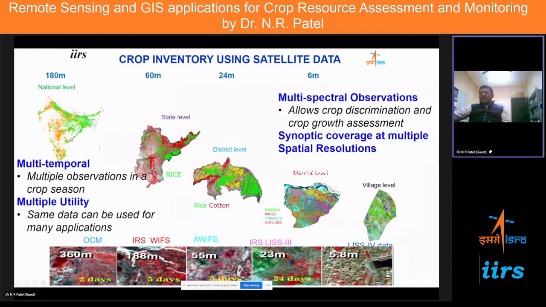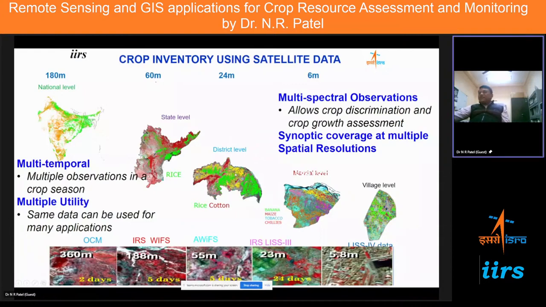Because all those data are multi-temporal, you get less than weekly repeat. So based on the multi-date satellite data, you can easily map agriculture and other natural cover. So here you see rice and wheat both are mapped. This is wheat and rice mapped. But at state level you can use advanced satellite data like AWiFS, at 60 meter resolution, where you can map wheat, rice or some crop like that.